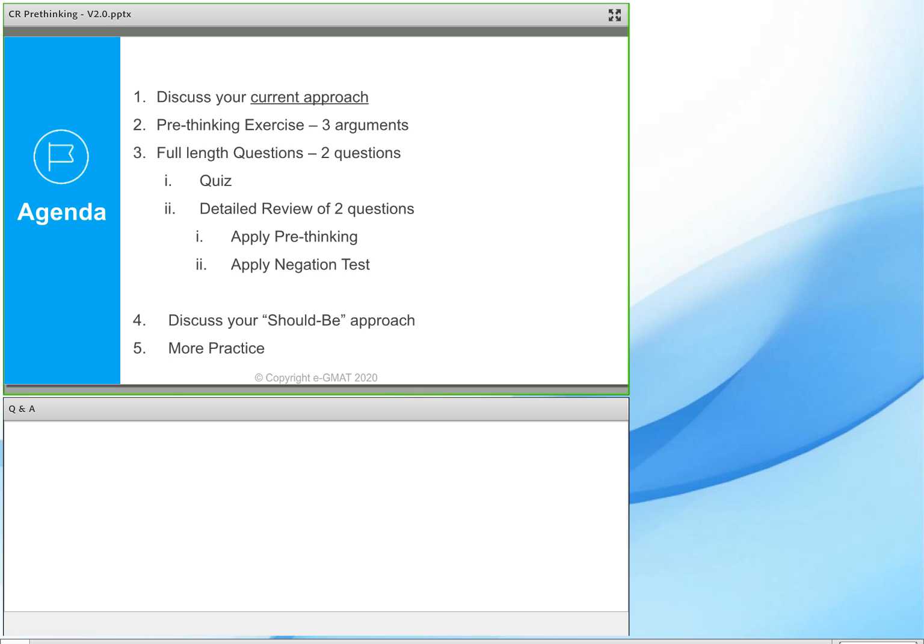With that, let's get to the core of this webinar, which is how do you pre-think assumptions? Here's how we're going to talk about it. We're going to talk about how you approach arguments today, what your current approach is. Then we're going to do a pre-thinking exercise. Pre-thinking is a skill that you develop. So we're going to start with a very simple argument, and then slowly increase the complexity as you go through these 3 arguments. Then we're going to solve 2 full-length questions. These are our official questions, and they are 2 of the most challenging questions that you're going to see on assumptions.